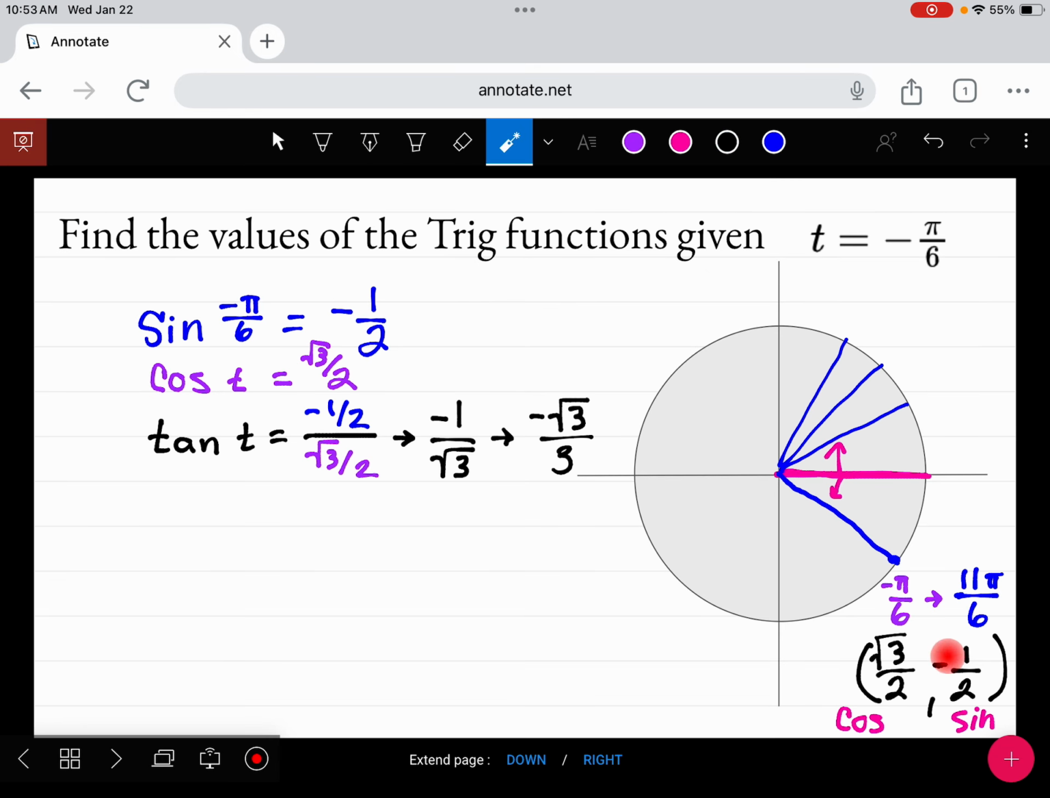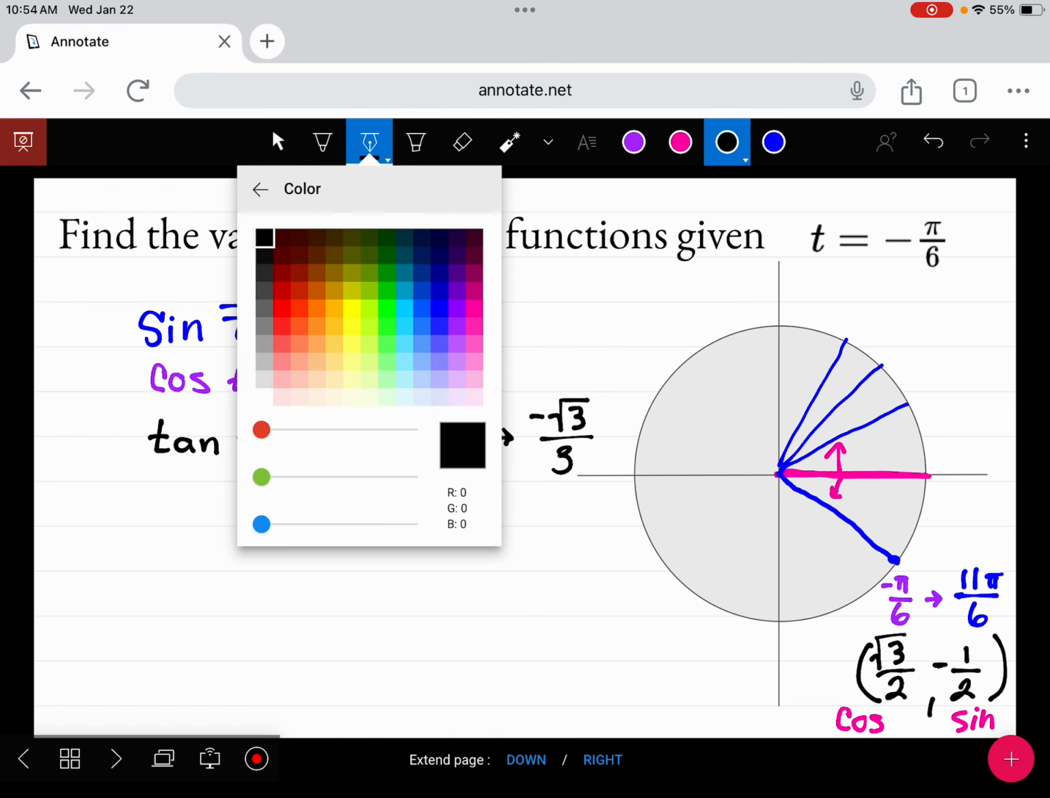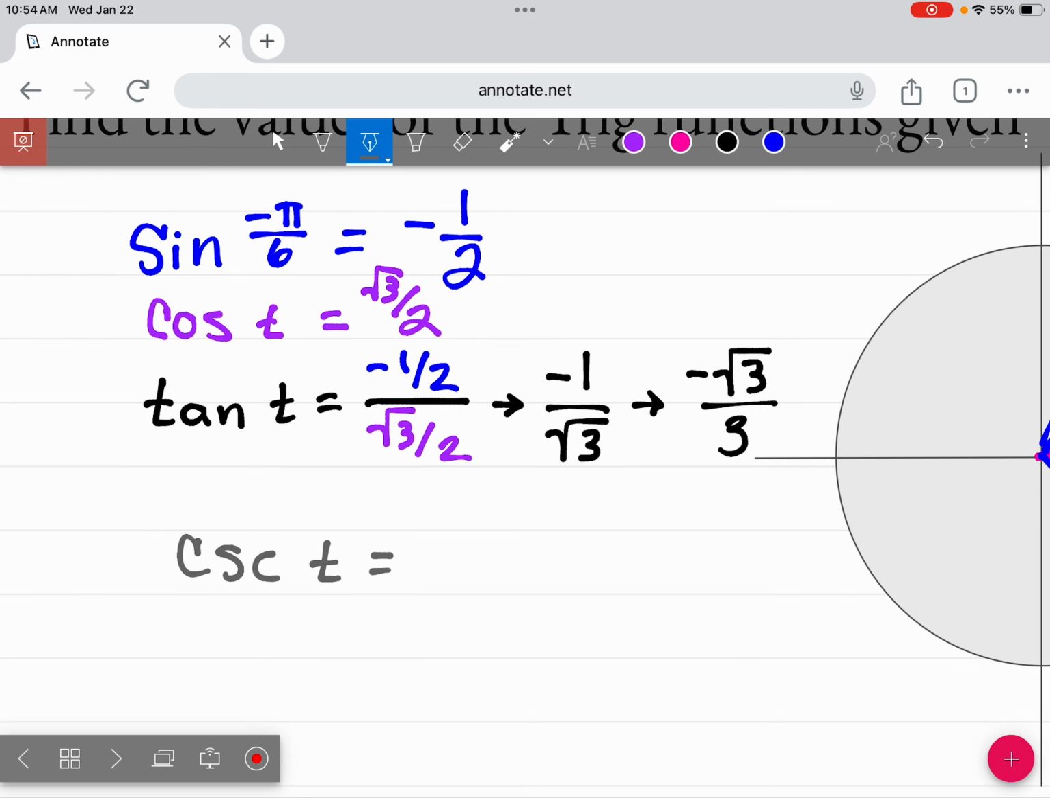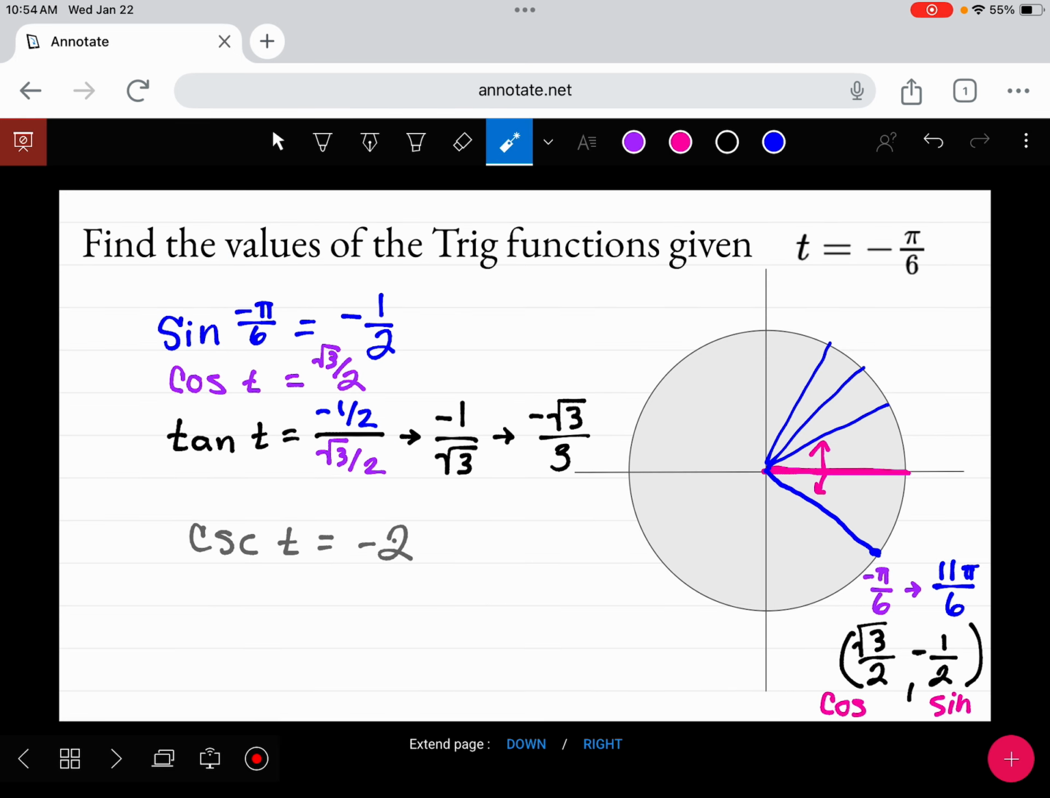So we can use our ordered pairs to find our sine and cosine. Use our sine and cosine to find tangent. And we use all 3 of them to find our other 3. That gives us all 6 of our trig functions. Because our last bit is to finish it out and do our cosecant of t. What's our cosecant going to be? Negative 2. Because it's the reciprocal of sine.